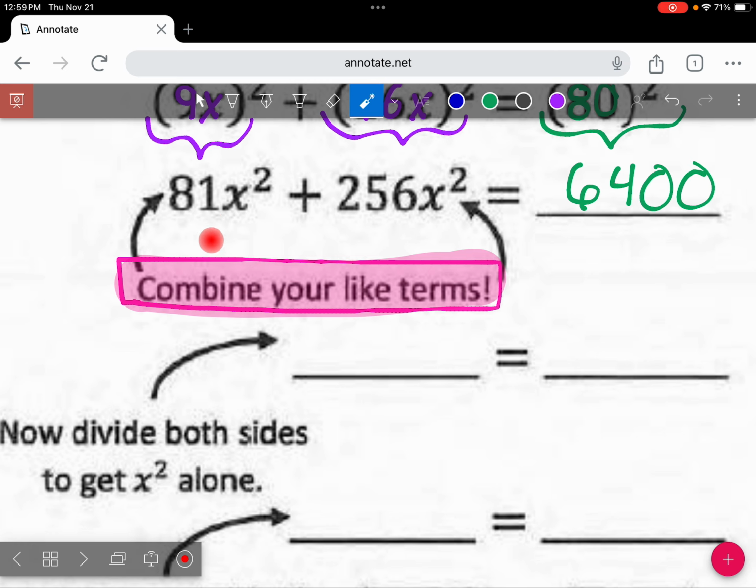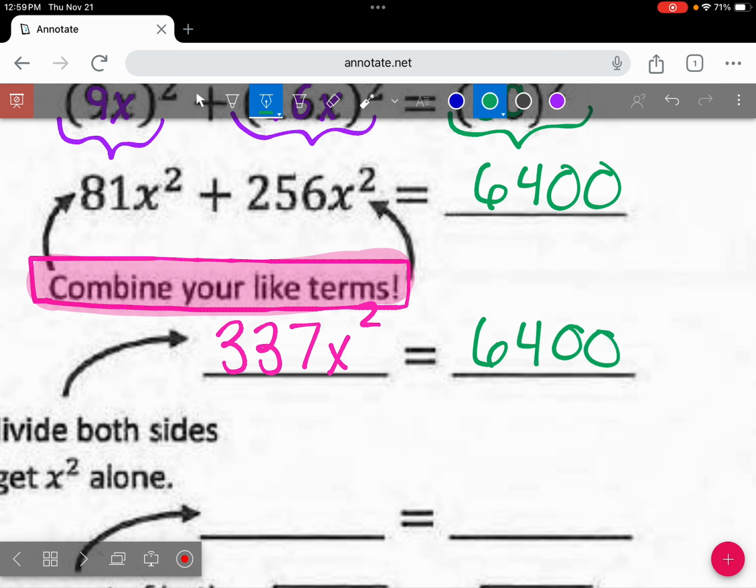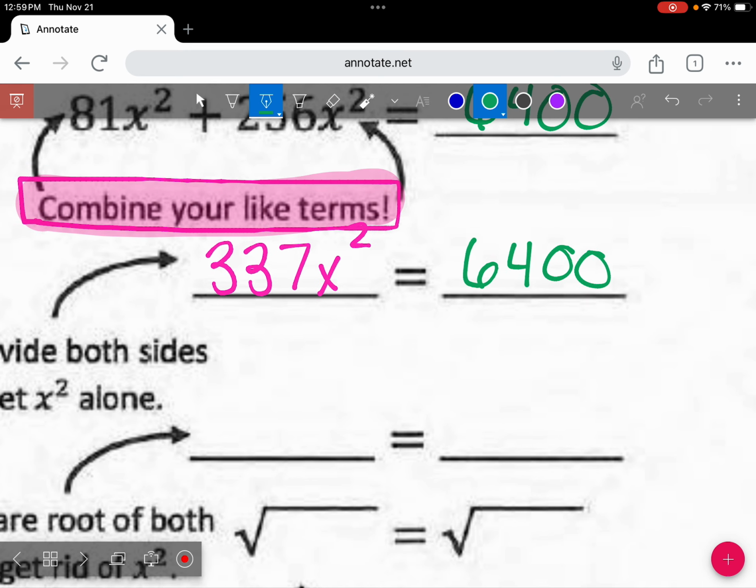I've got 81 things plus 256 things. 337 things. We were just combining our like terms right here. So I still have my 6,400 here. We didn't do anything to it, just combining our like terms. I have 81 things and 256 things. Just because they're x squareds, it just means they're weird looking things. They're the same thing.